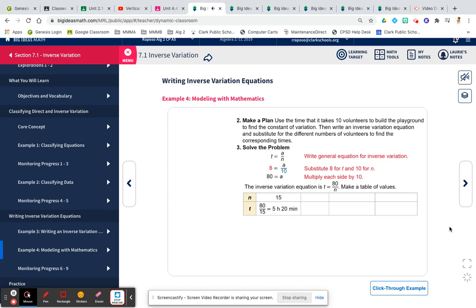Substituting 15 for n gives t equals 80 divided by 15, or 5 hours and 20 minutes. Substituting 20 for n gives t equals 80 divided by 20, or 4 hours. Substituting 25 for n gives t equals 80 divided by 25, or 3 hours and 12 minutes. Substituting 30 for n gives t equals 80 divided by 30, or 2 hours and 40 minutes. As the number of volunteers increases, the time it takes to build the playground decreases.